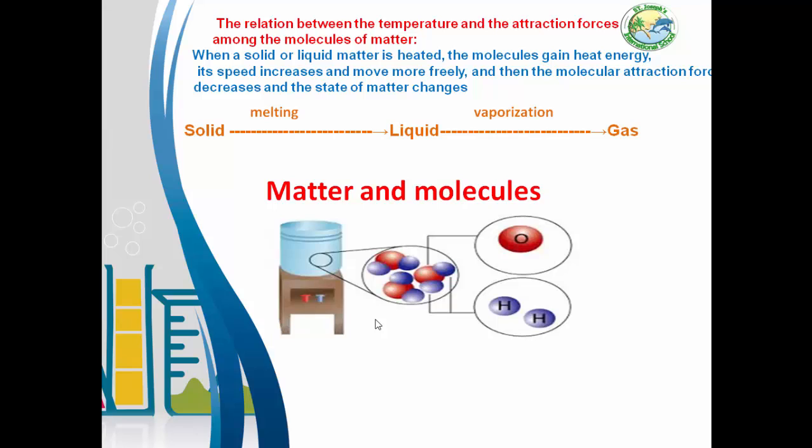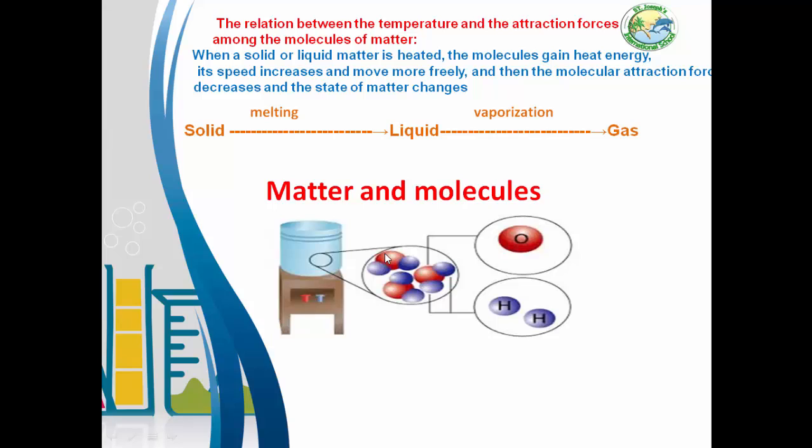And also we can say that molecules consist of tiny structures called atoms. This is one molecule of water. Can you count with me how many atoms are in this molecule? 1, 2, 3. A water molecule consists of 3 atoms.